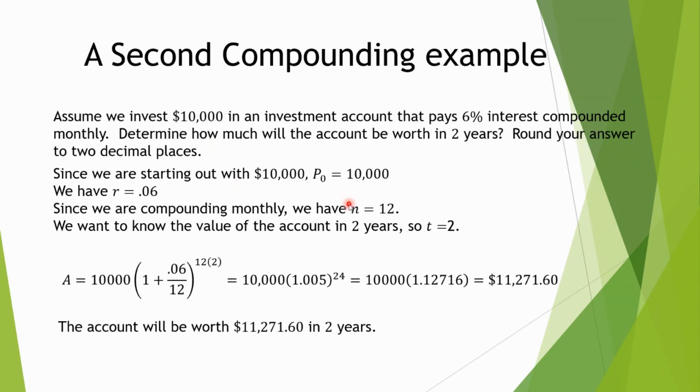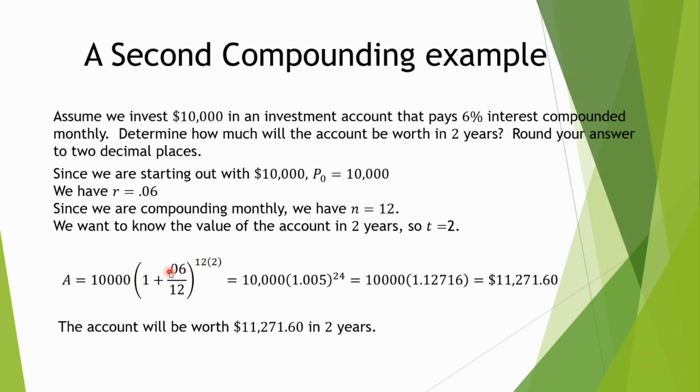So we want to know how much will be in the account, what's the value of it 2 years later. So T is 2. So we're using this formula. So we have $10,000 times 1 plus 0.06 over 12 raised to the 12 times 2, as you can see. Okay, so again, using the formula, we have P0 times 1 plus R over N to the N times T.